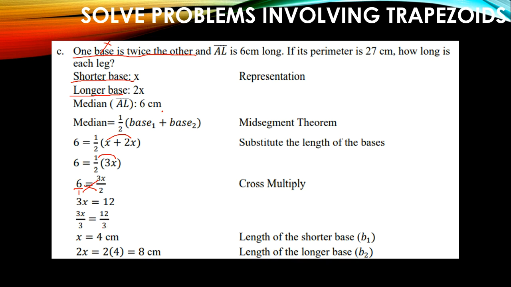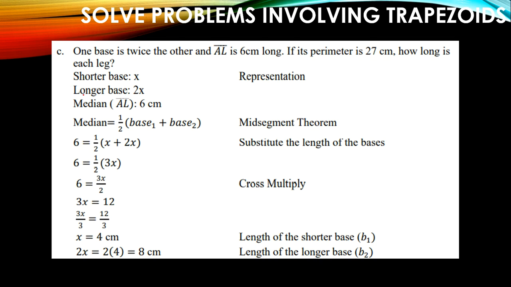So that is the shorter base. The shorter base is 4 centimeters. Then the 2x, which is the longer base, is originally 2x. Substitute the value of x, which is 4. So 2 times 4 equals 8 centimeters, and therefore the longer base is 8 centimeters. So how long is each base? The shorter base measures 4 centimeters and the longer base measures 8 centimeters.